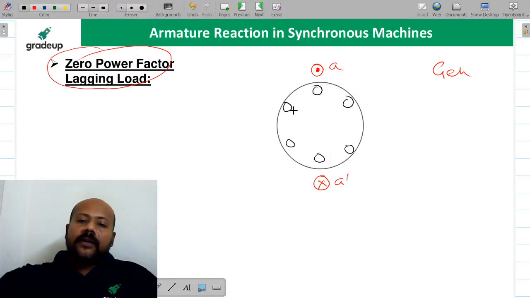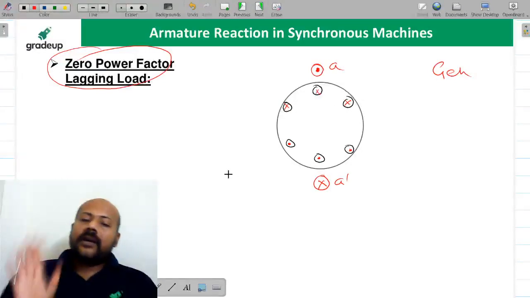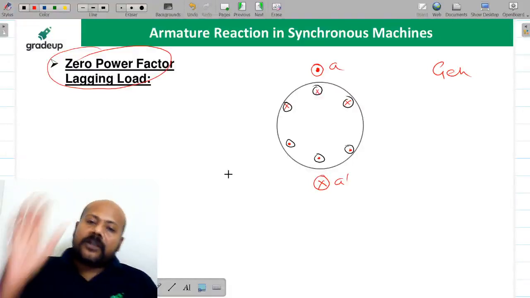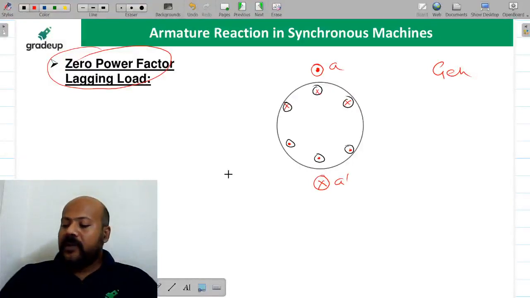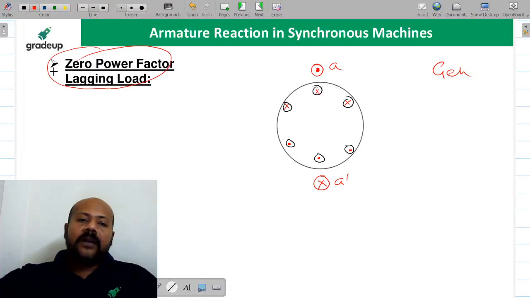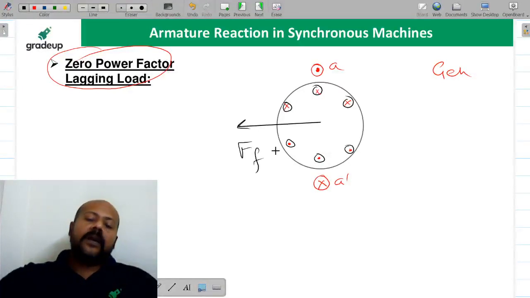Now your field coil current direction I am writing as dots here, cross here. So if you apply your right hand rule, current coming from the dots going into the cross, what is going to be the MMF or field flux direction? Field MMF or field flux direction, it is going to be something like this. Yes or no? This is going to be your main field MMF.